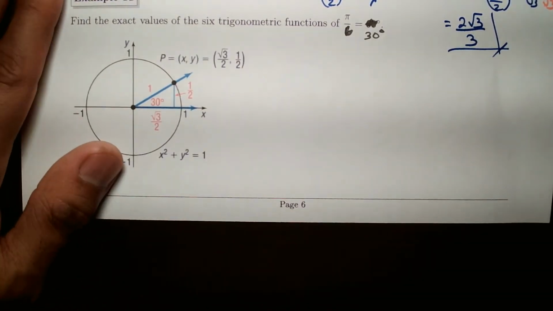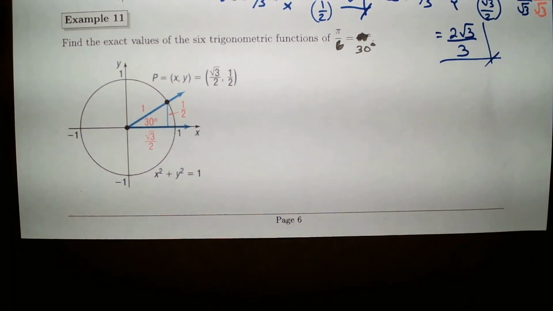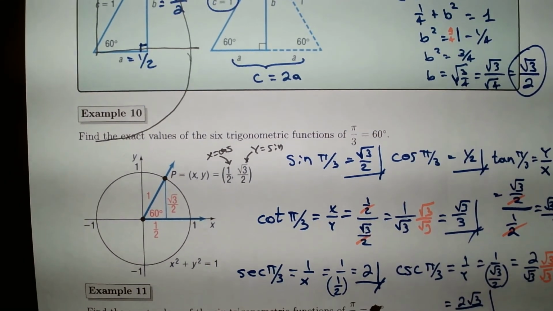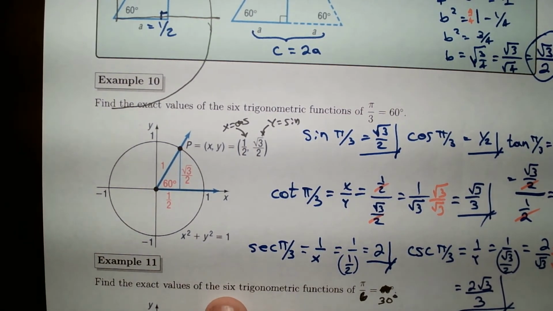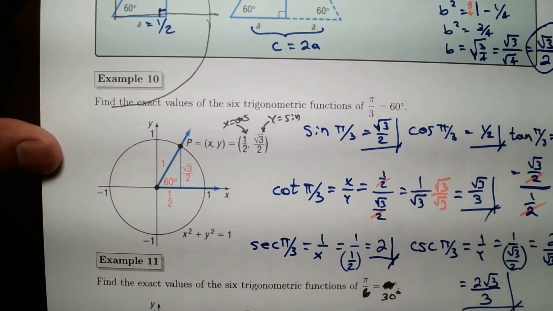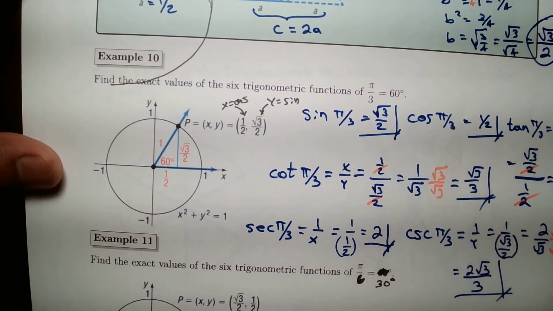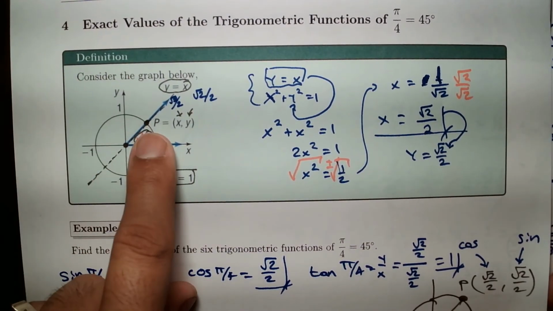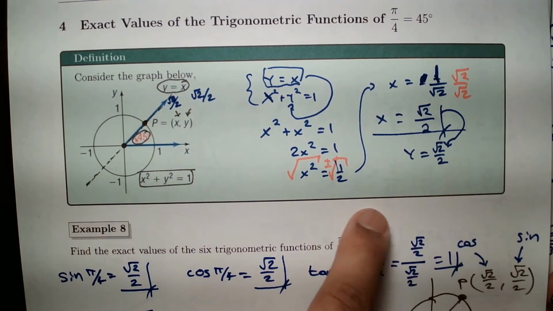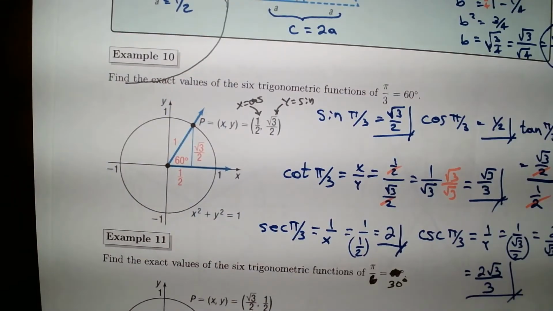All right, so what have we been doing in this example? We have been finding the values of the trigonometric functions for 60 degrees, 45 degrees, but only in the first quadrant. In the first quadrant, all of the values are positive.